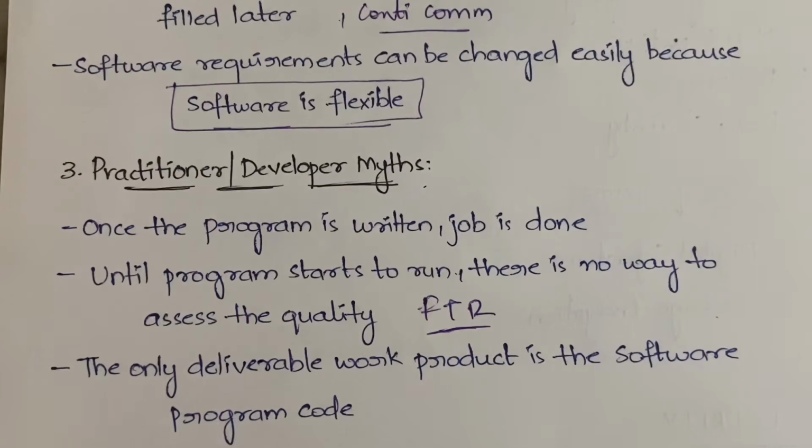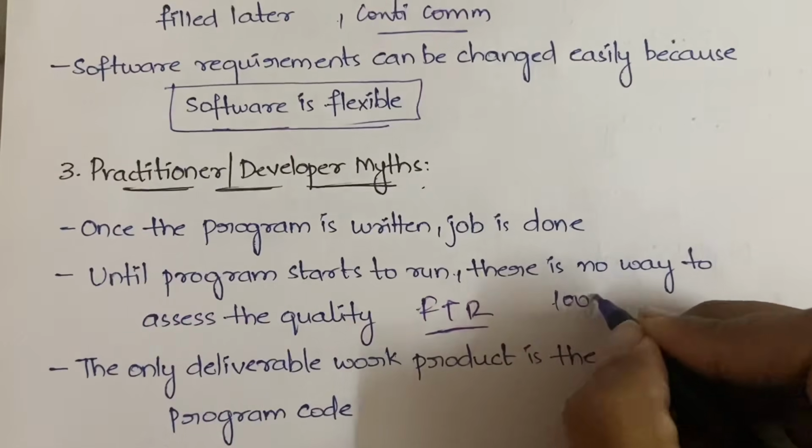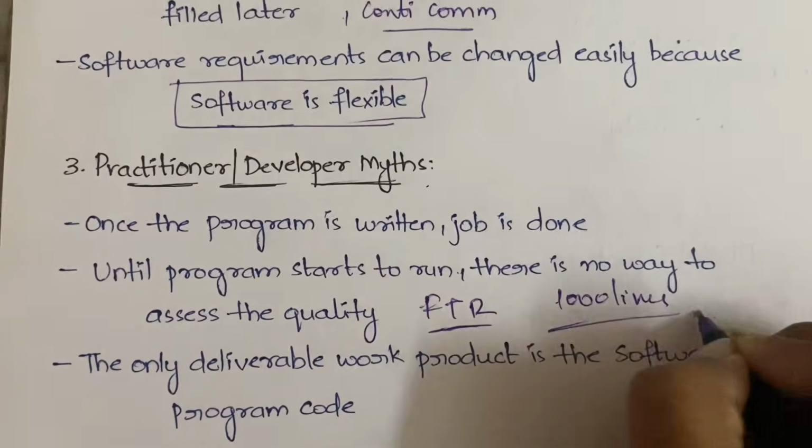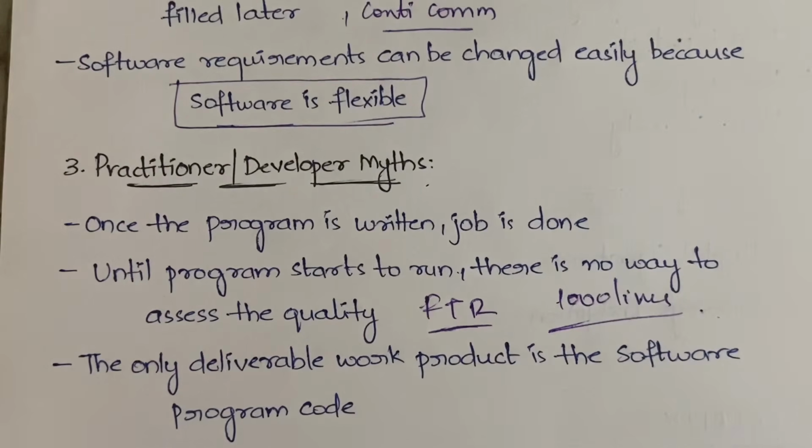Suppose you have to write 1,000 lines of code to complete an application. On day one, you have just written 100 lines of code. That 100 lines of code will be assessed. So you need not wait till the completion of the code. We can check in between also. Okay, next, the only deliverable work product is the software code.